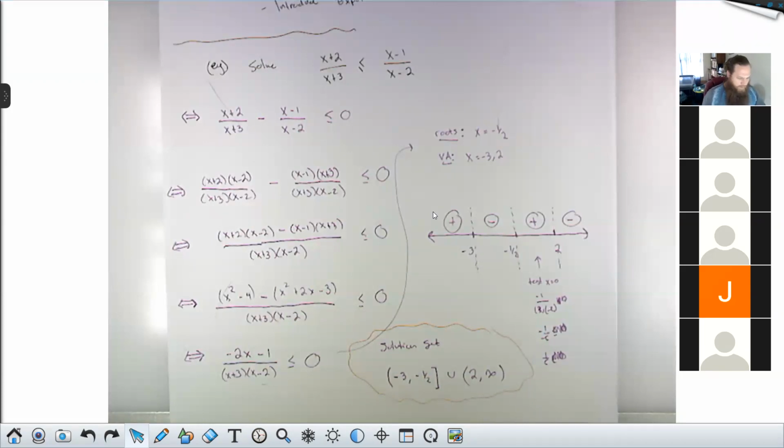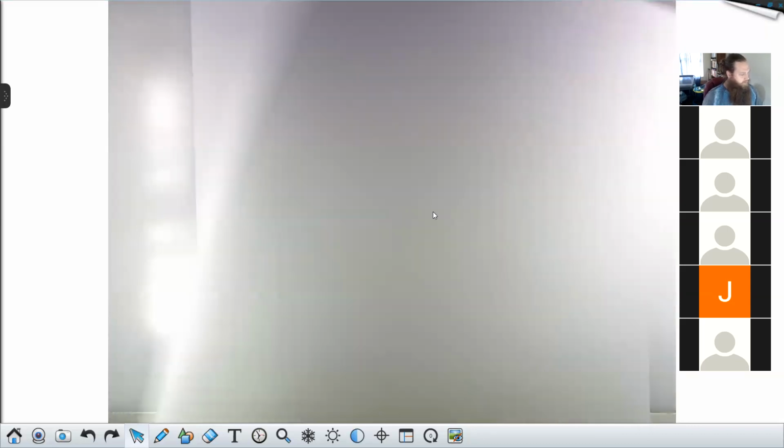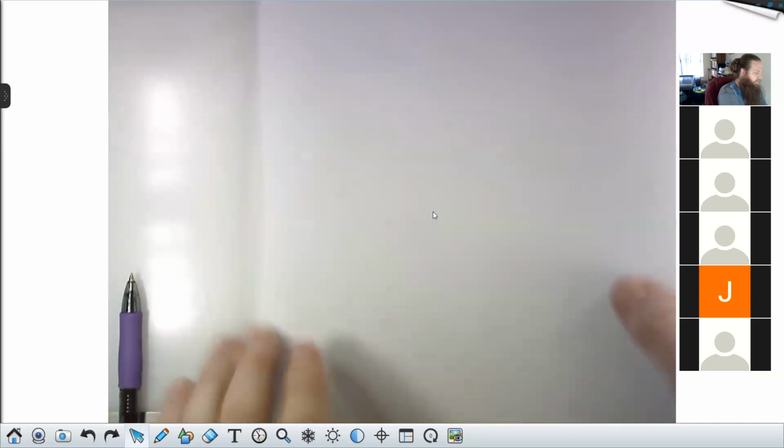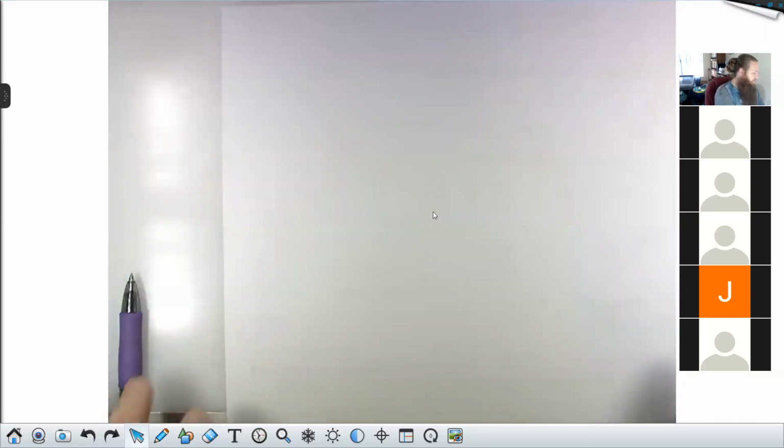The thing to which we can connect is domains, right? We can now take this skill and revisit the concept of a domain, because a lot of the domain questions, specifically with square roots, require solving inequalities.